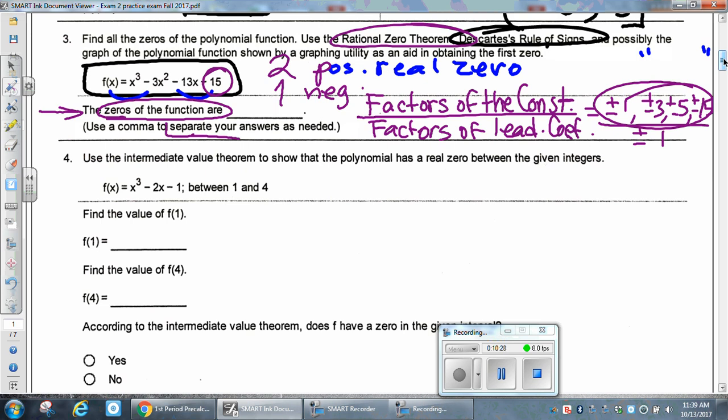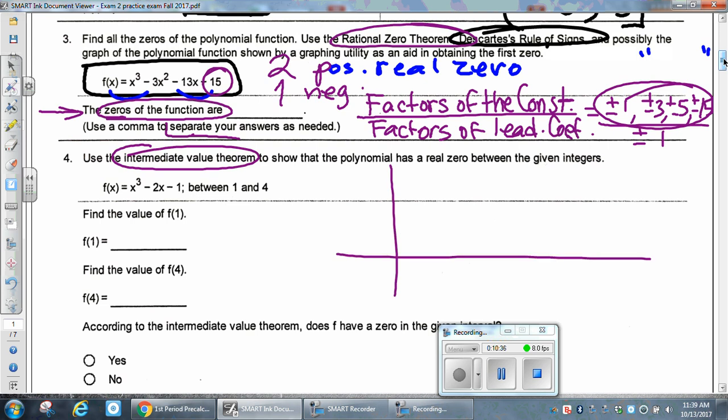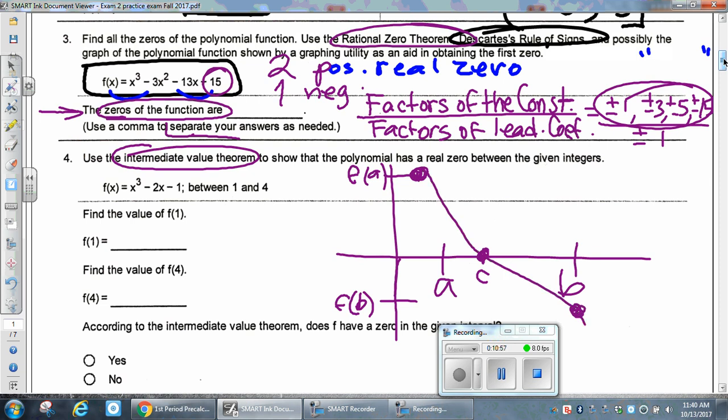All right. Now, intermediate value theorem. I know I told you I was going to have a question like that. It says that if you have 2 x values, and one of them has a positive y value and the other has a negative y value, meaning opposite signs, then there must be an x-intercept somewhere in between. Because for the graph to go from this point to this point, it has to cross the x-axis somehow.